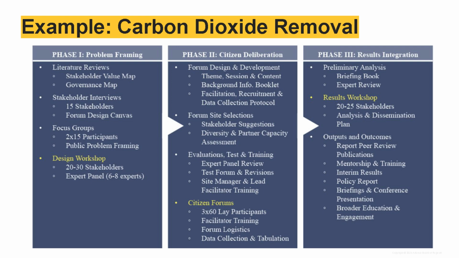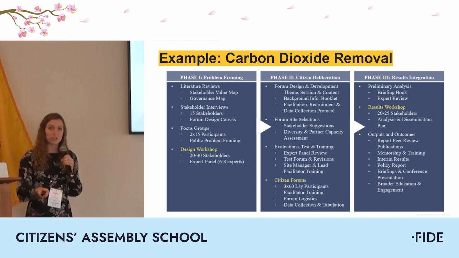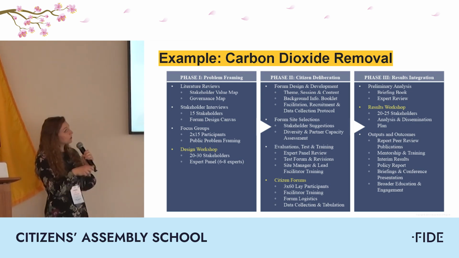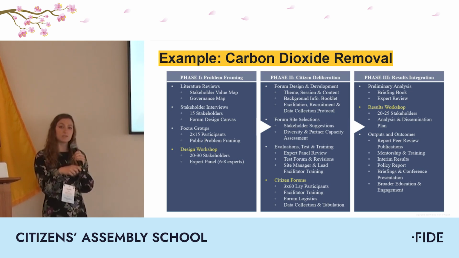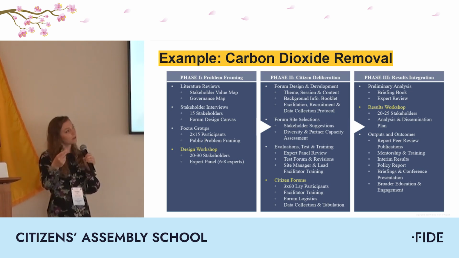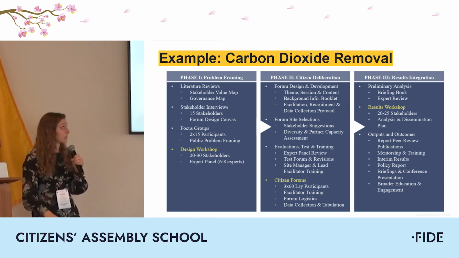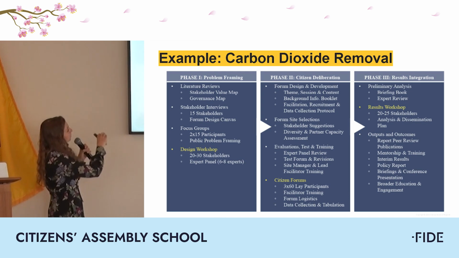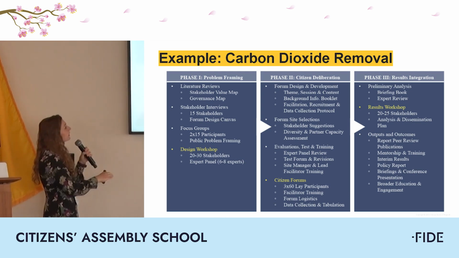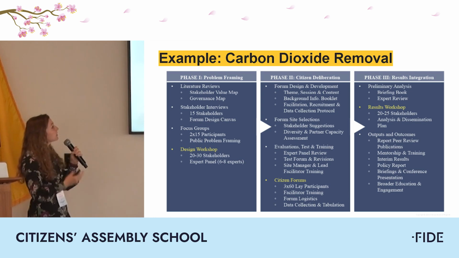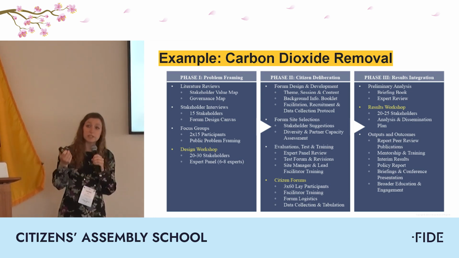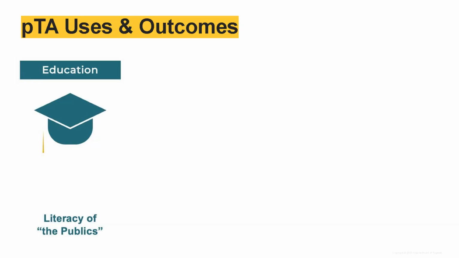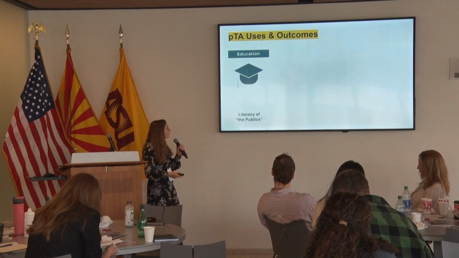So here's just a quick example of what these 3 phases look like in the context of a particular project. This one is our current ongoing project on carbon dioxide removal, which is a set of technologies that draw carbon out of the atmosphere and store underground long-term to address climate change. So here you can see, I won't go through all of it, but how we've taken each of the key methods and started to break them down and really design them in a way that is responsive to the needs of this particular project.